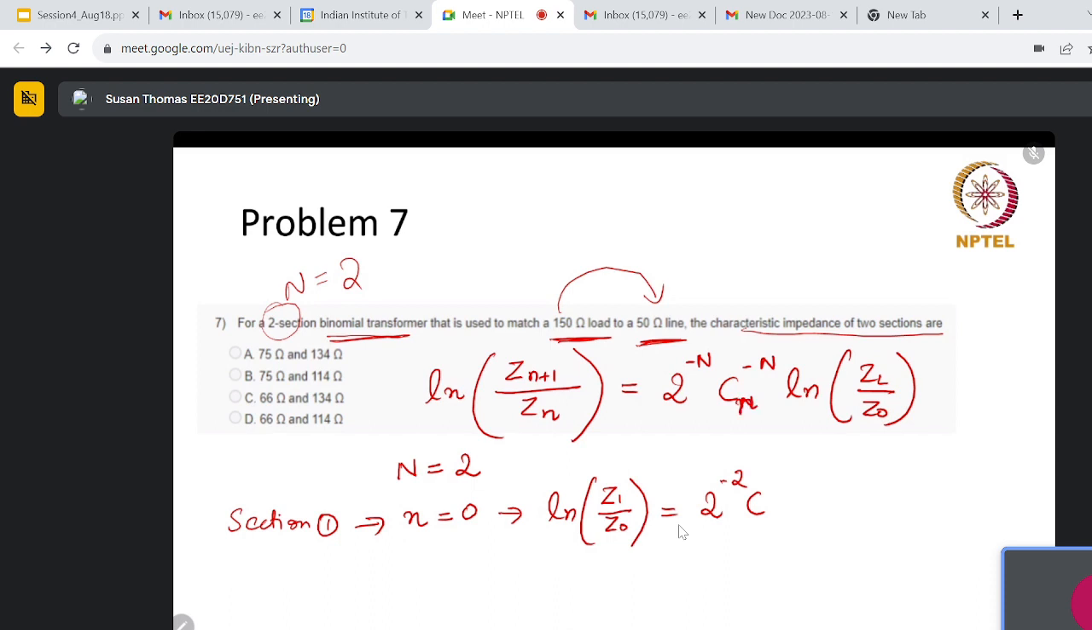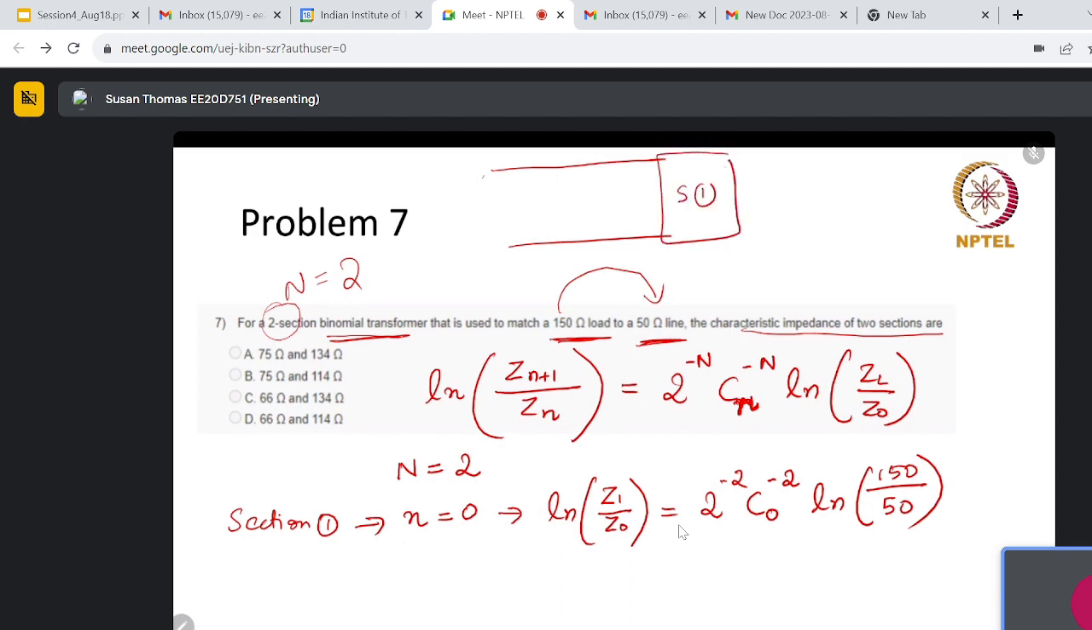Sorry, this is Cn. Okay, small letter. So C0 raised to minus 2, ln of ZL by Z0, where ZL is 150 and Z0 is 50. Okay. So you have to try to picturize this. So this is something like section 2 and this another section 1. And then this is your load and this is your characteristic impedance. So section 1 will transform ZL to something and then section 2 will transform that to Z0. That's the idea here.